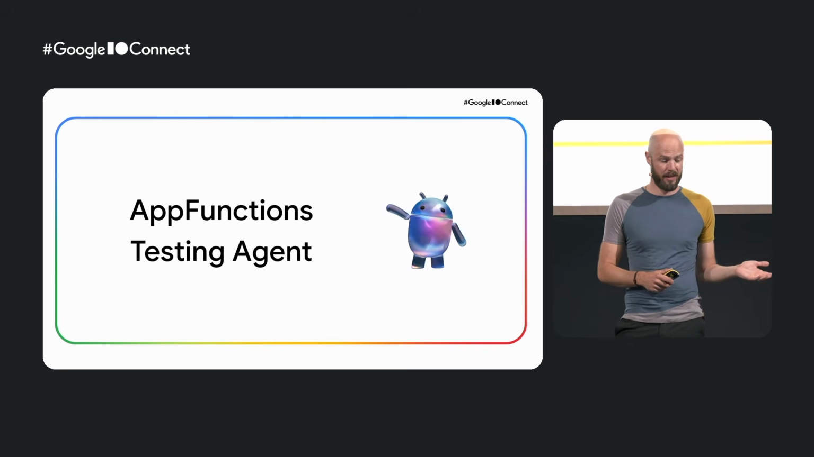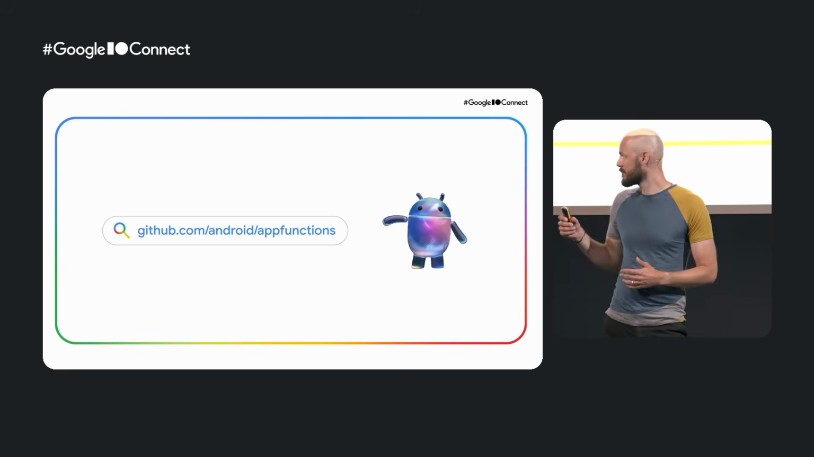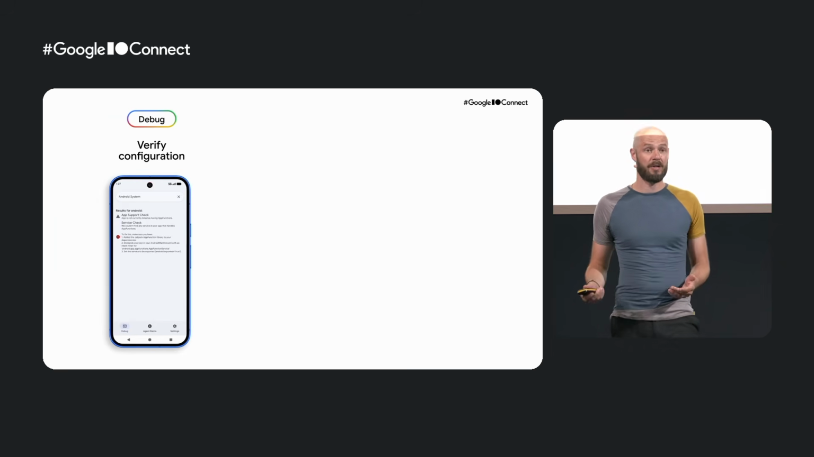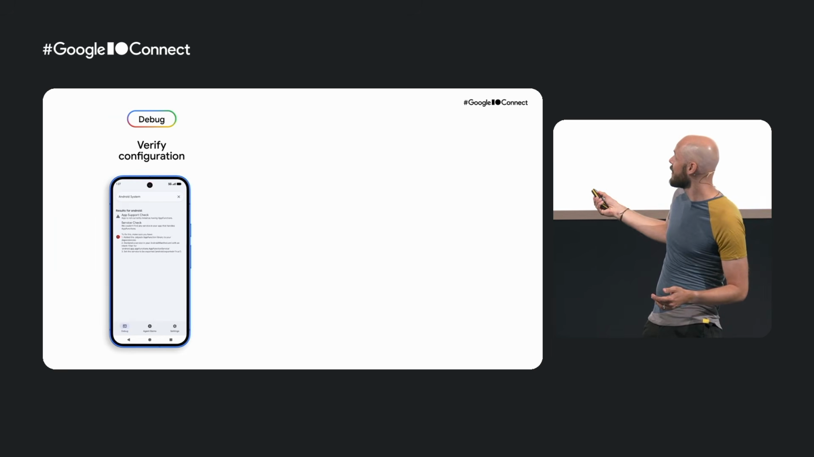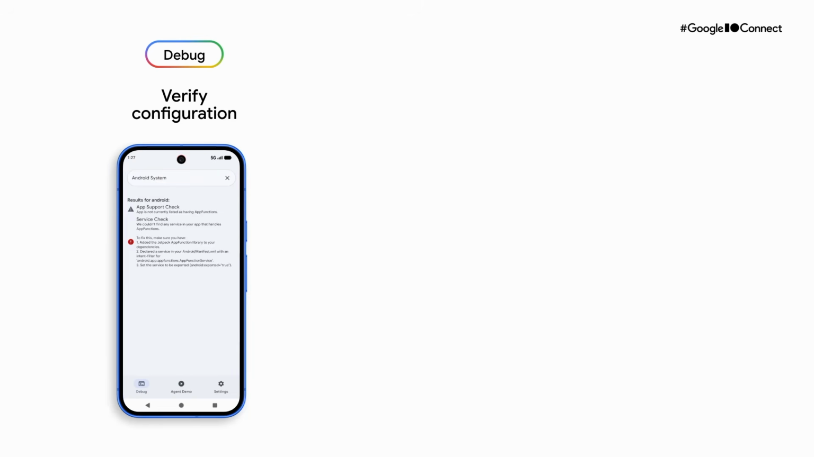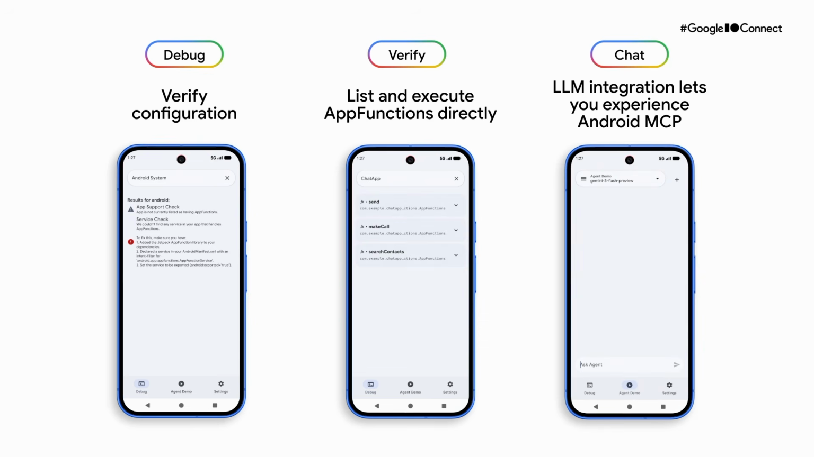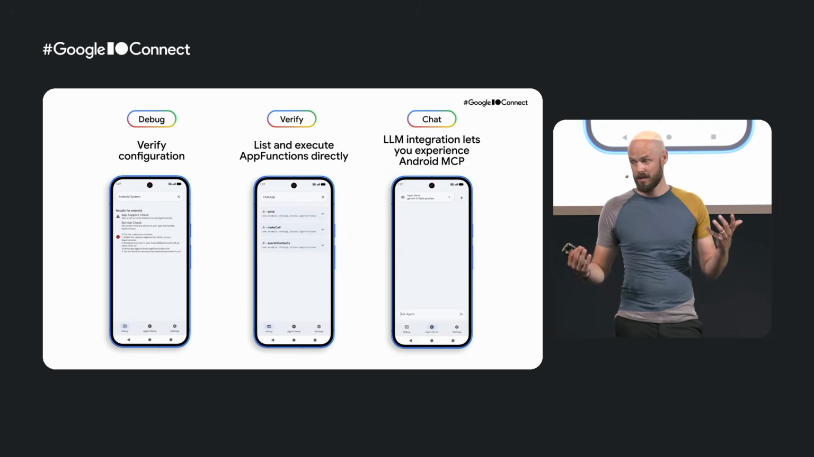That agent is on the GitHub repository, GitHub Android AppFunctions, and you can download it, provide your own API key, and work with it. You can even verify your configuration. If you find an app, I know this is very small, you can see what's going on there. It's not supported because there are some issues. It couldn't find a service. It couldn't find the manifest entries and all that. And it says some things that you can do to fix this. This is just for debugging if your app doesn't do the right thing. You can, like I showed you, list and verify the app functions to execute directly. And with your own API key, you can experience this whole experience in first person.